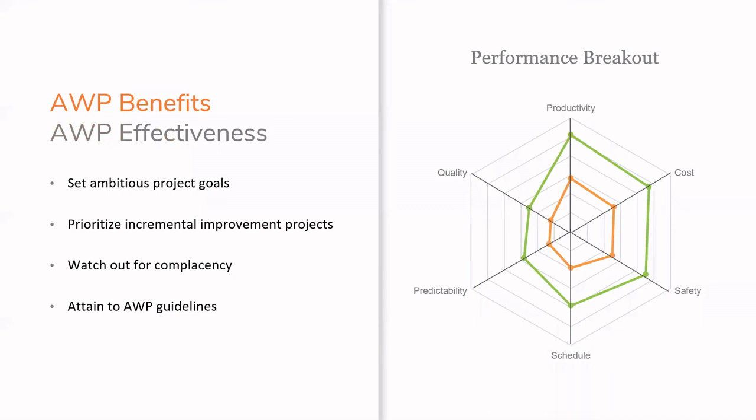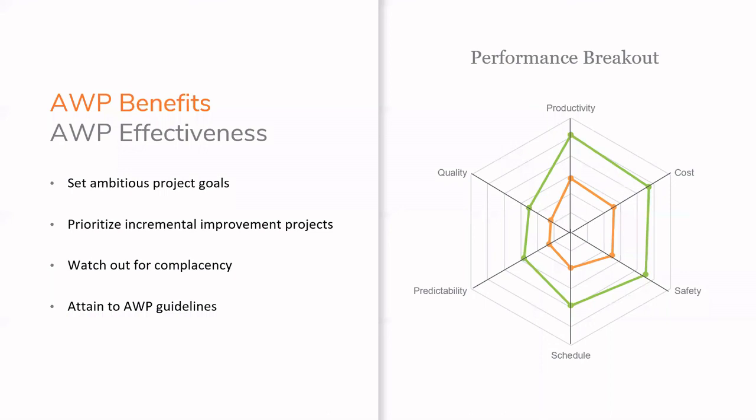And if you look at those 6 progress indicators, our productivity improves, our cost improves, our safety improves, our schedule improves, our predictability improves, and our quality improves. So once we get good at advanced work packaging, we have well-documented research to show that all of the traditional project indicators will tend to improve as we improve in our maturity.